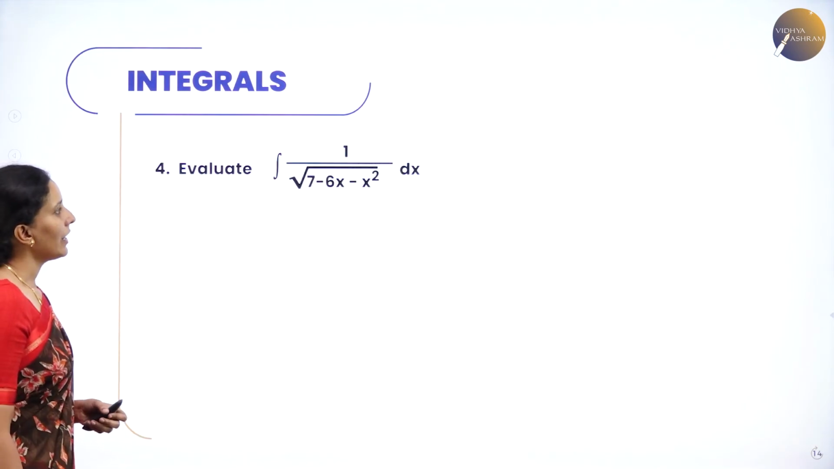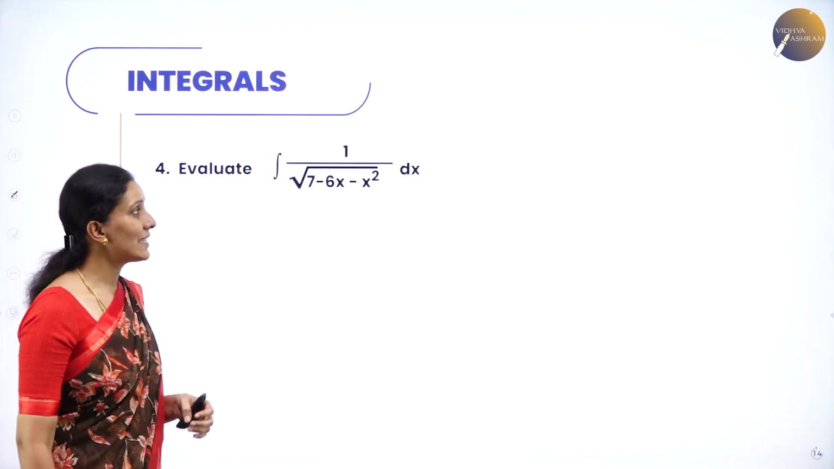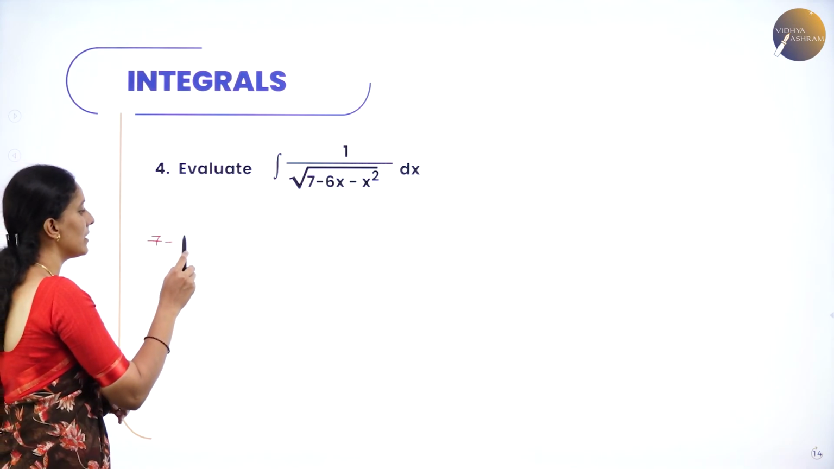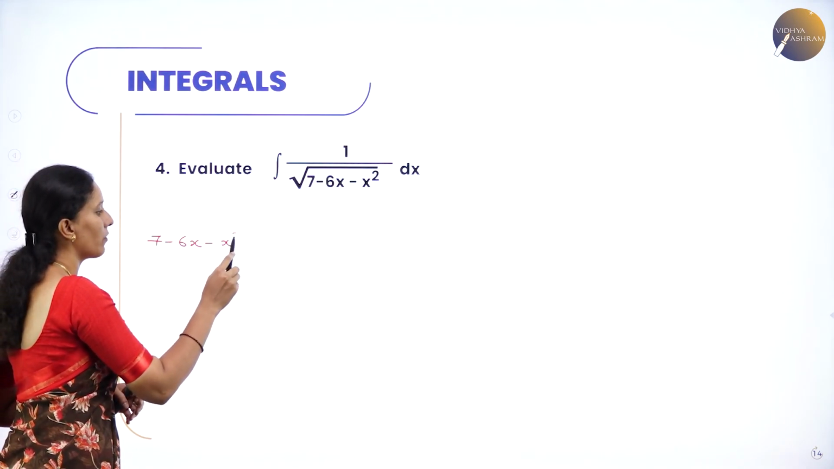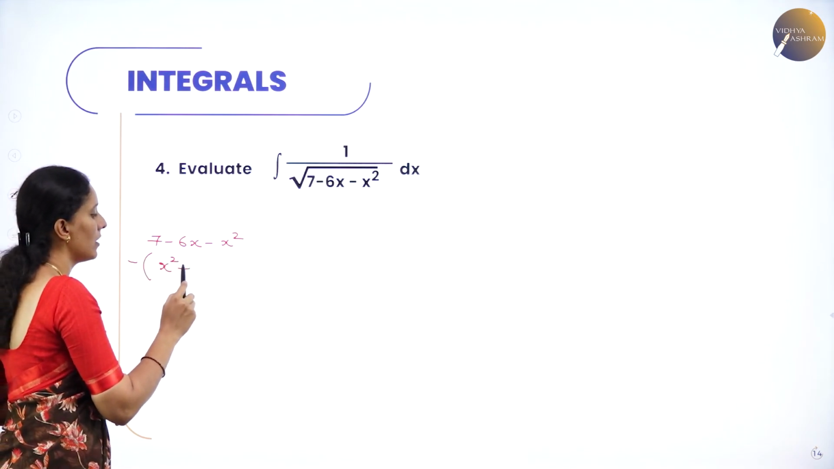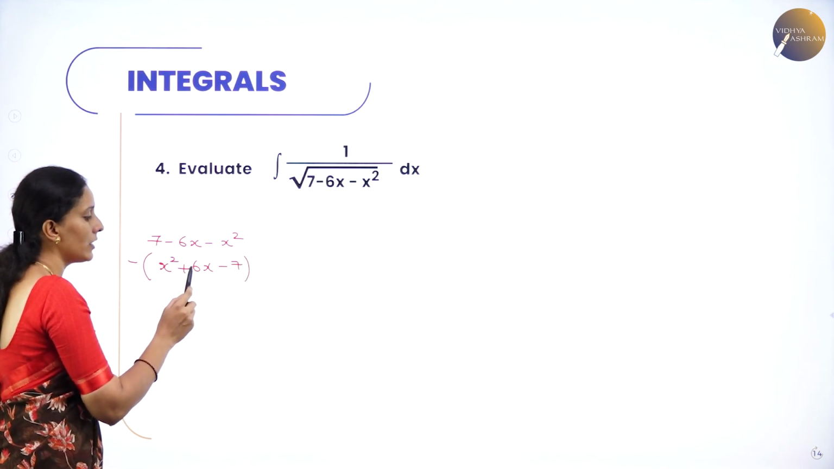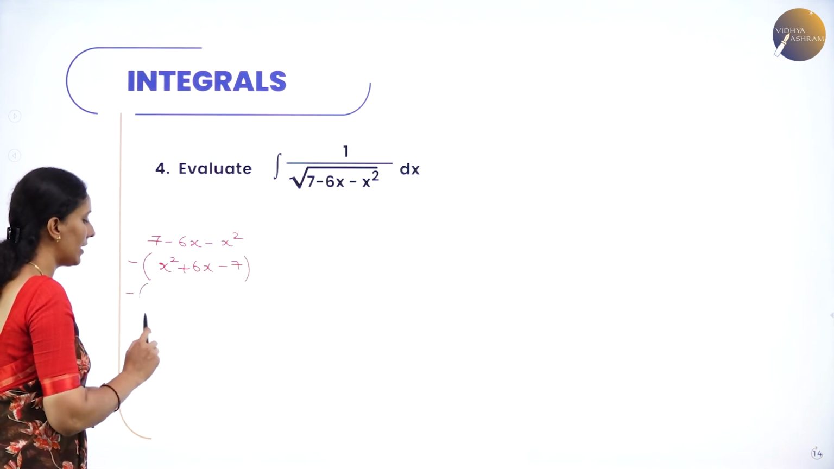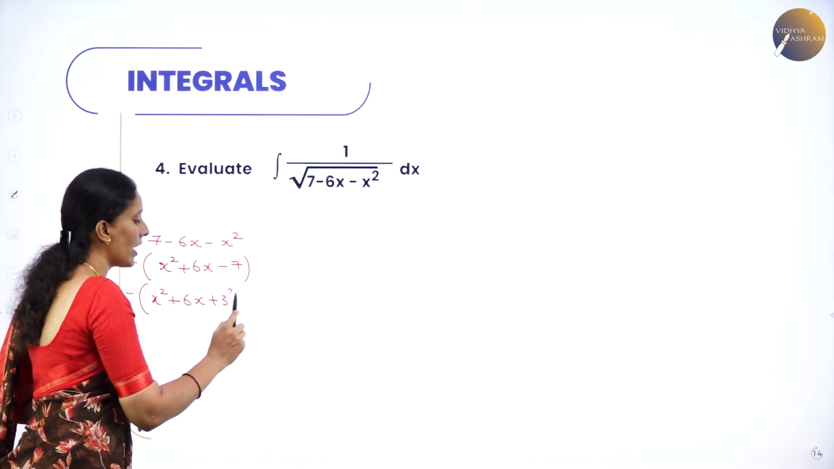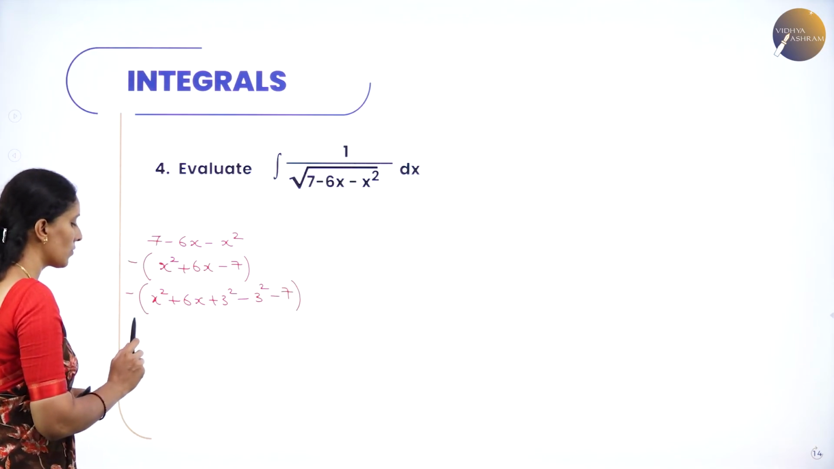Next, evaluate the integral of 1 divided by root of 7 minus 6x minus x square. So here I have 7 minus 6x minus x square. So let me take minus common factor. Then this becomes x square plus 6x minus 7. Again here also I need 2 3s are 6. So therefore I will take x square plus 6x. I will add 3 square. I will subtract 3 square. Then this is what happens.